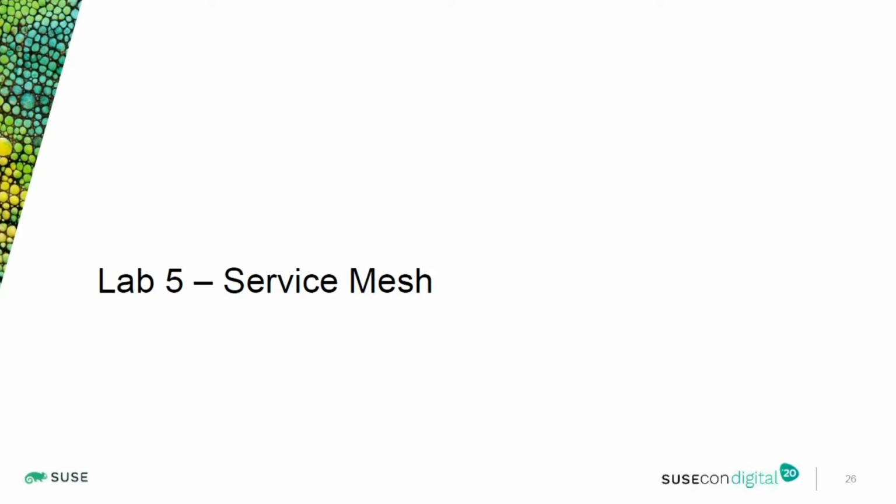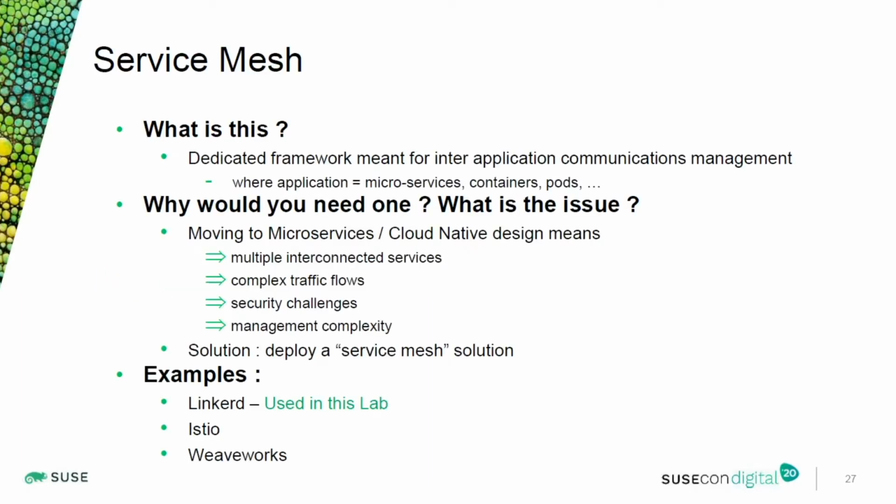Lab 5, Service Mesh. Service Mesh is a dedicated framework meant for inter-application communication management. It's very important when it comes to microservices and cloud-native designs, where there are a lot of interconnected services, which implies complex network flows, network and security challenges, and is very complex to manage.